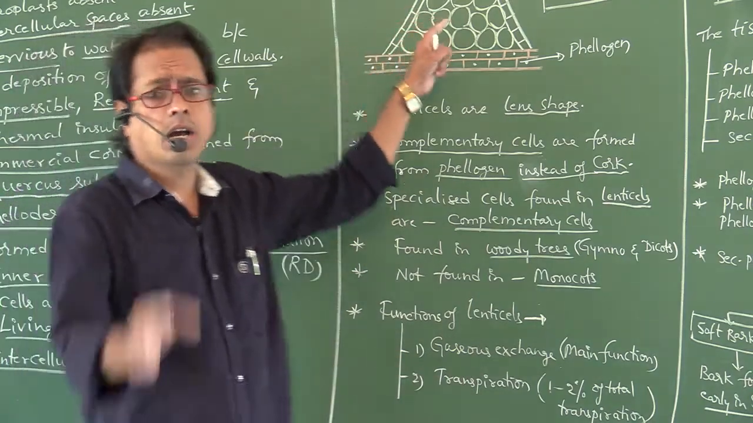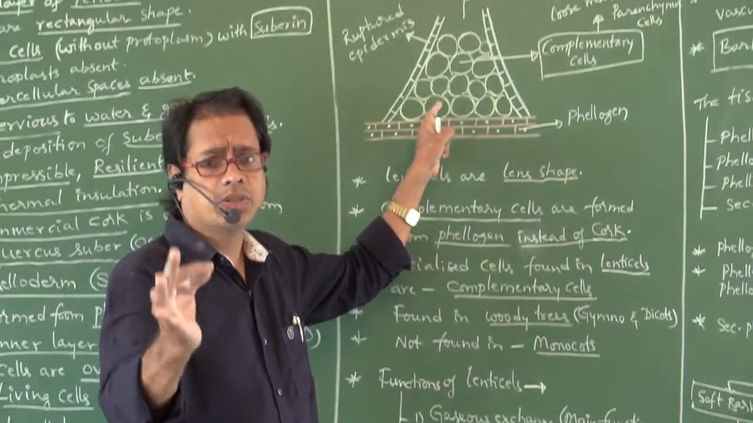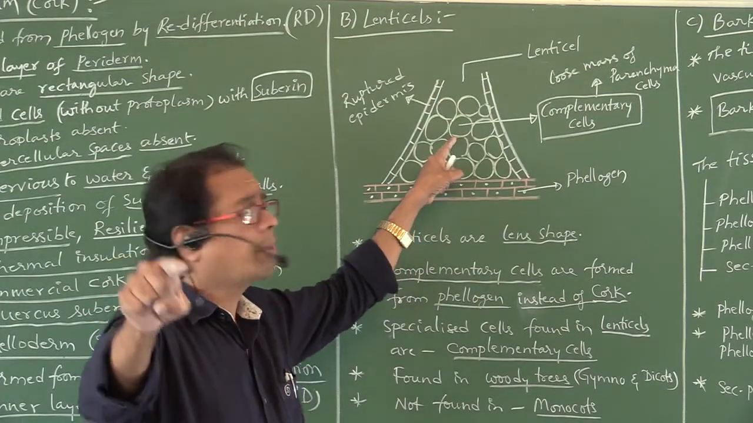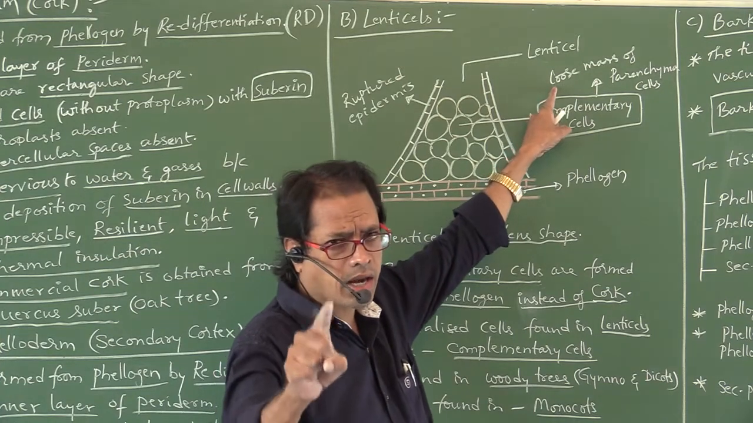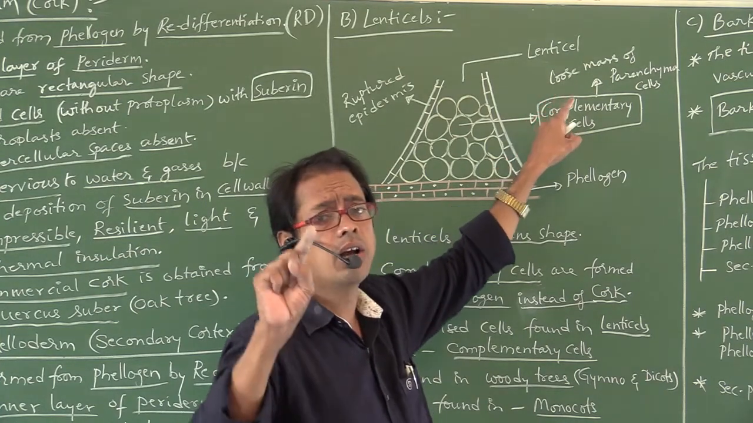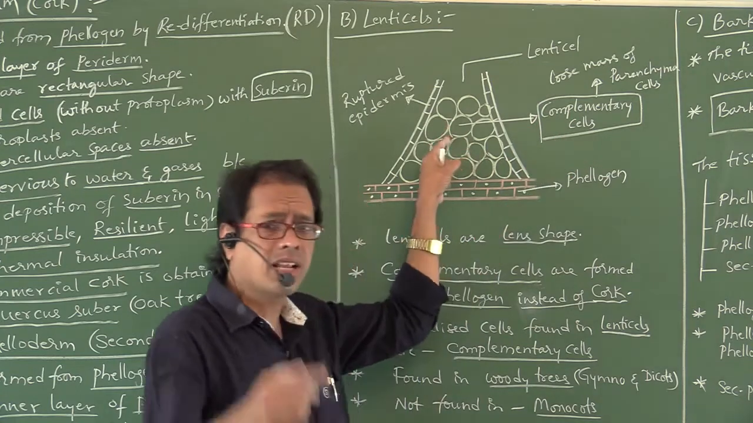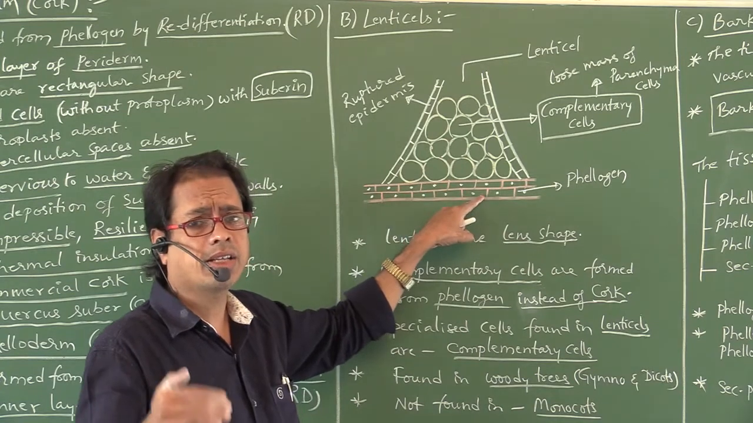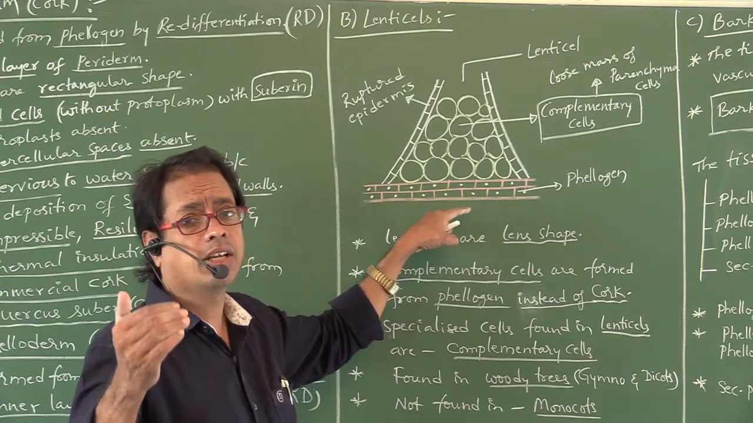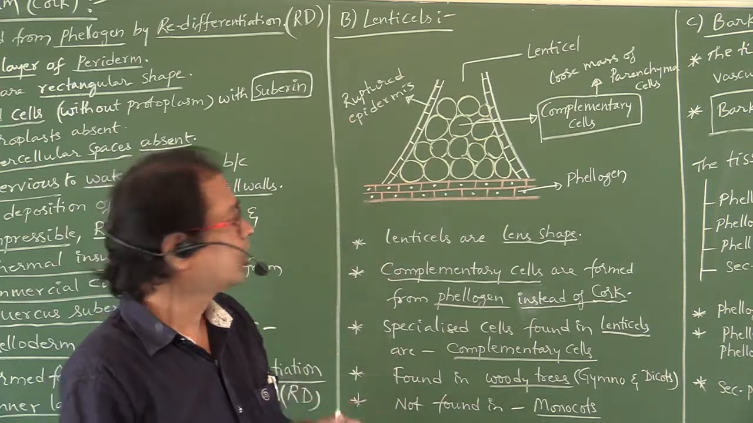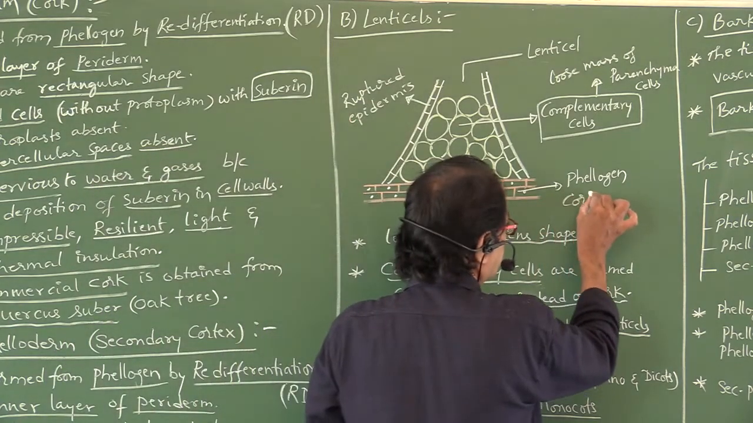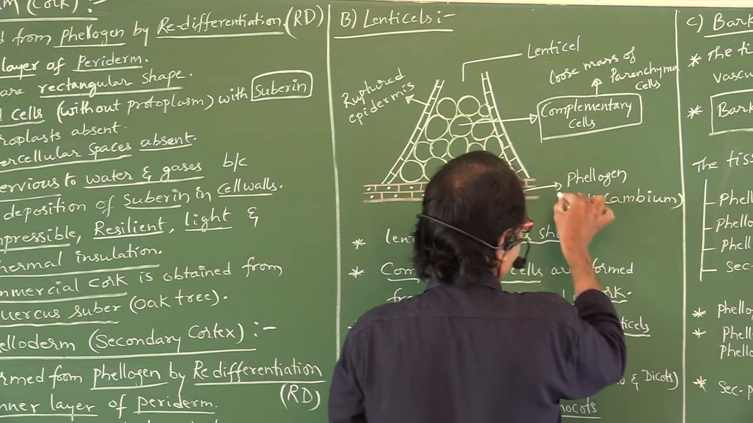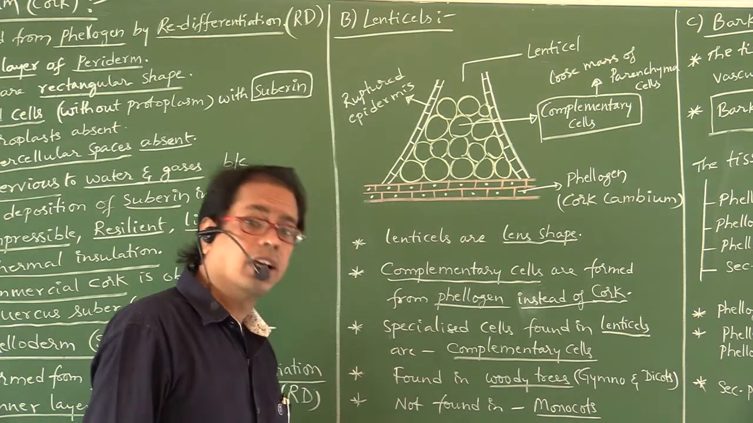Right. The specialized cells found in lenticels are called complementary cells. What are complementary cells? The loose mass of parenchyma cells in lenticels are called complementary cells. Complementary cells are formed from phellogen instead of cork. Phellogen is also called cork cambium. So that is about lenticels.